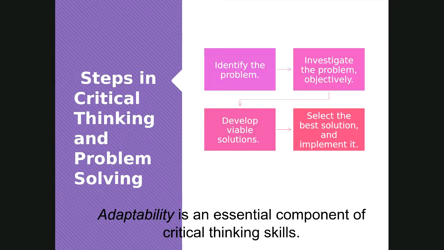As far as the steps, again, this aligns a little better with that chart on page 32. You have to identify the problem first, investigate the problem objectively, come up with viable solutions, and then select the best solution and actually implement it, put it into practice. Adaptability is an essential component of critical thinking skills. You have to adapt to the situation. The situation is not going to adapt to you.